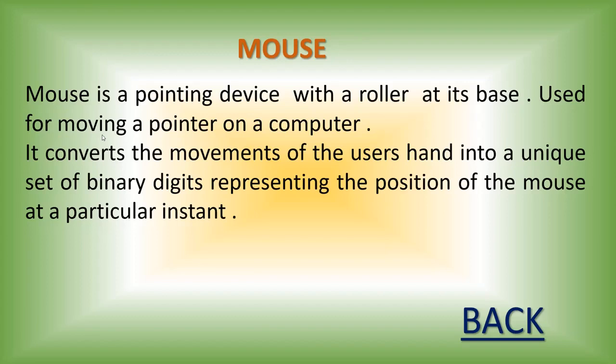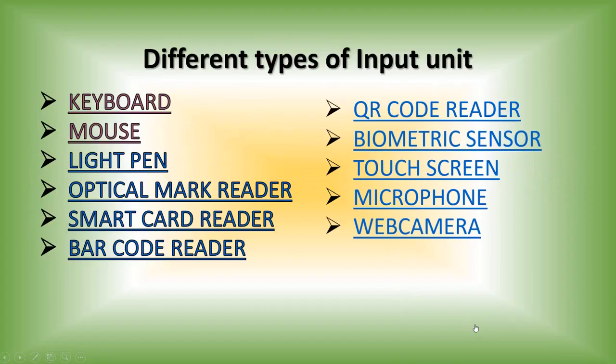It converts the movement of the user's hands into a unique set of binary code, or into its binary format, which then identifies the position of the mouse at a particular point. So that is about your mouse. And the next type of input device is the light pen.